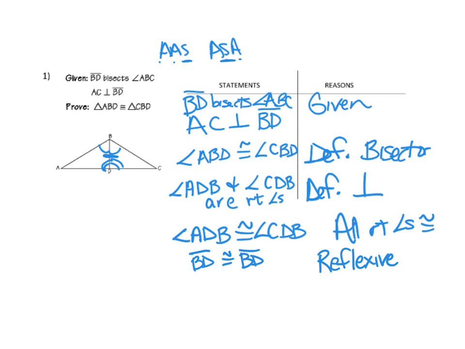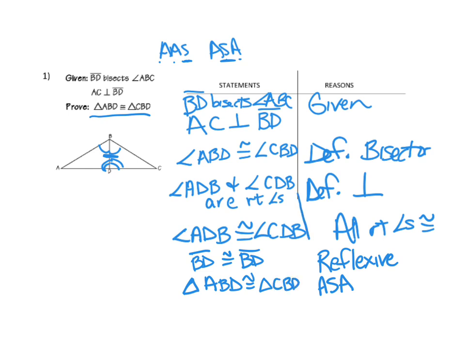All right, hopefully you saw that side as being the included side between your two angles. So our reason is going to be angle, side, angle. Your statement is going to be what you're trying to prove. Your last statement is always your prove statement. So triangle ABD is congruent to triangle CBD.